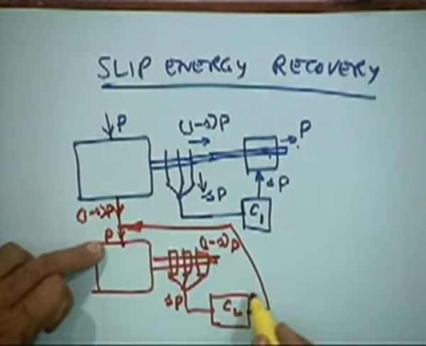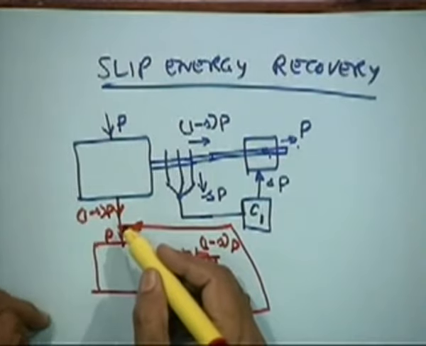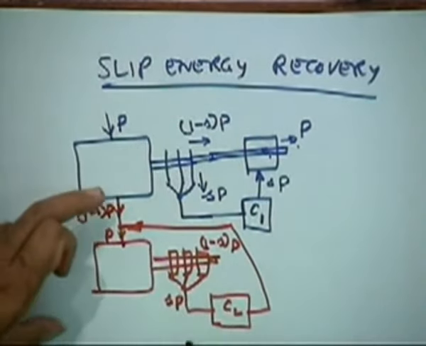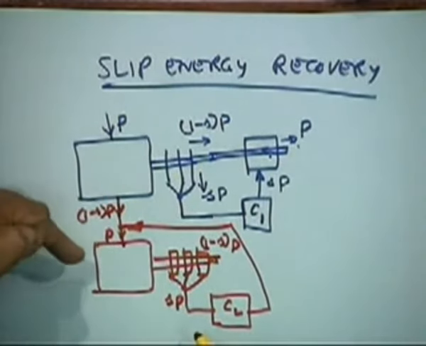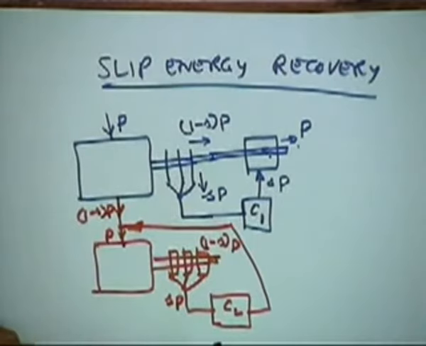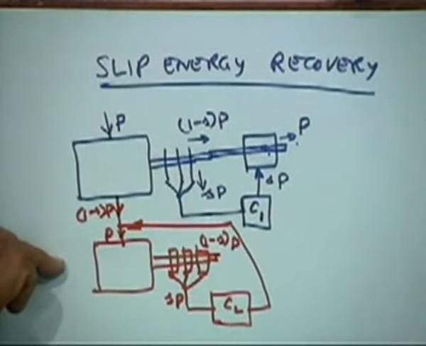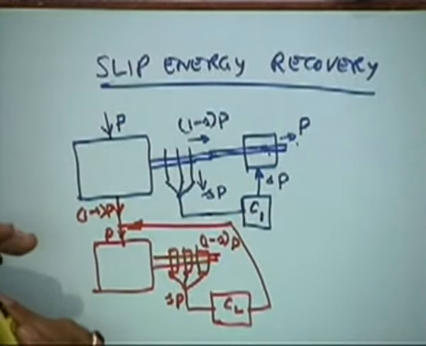Now the supply from the mains will be 1 minus SP. So that means you are having less power from the mains. So these are the two ways of doing things: the slip power is either fed to the shaft or fed to the mains.